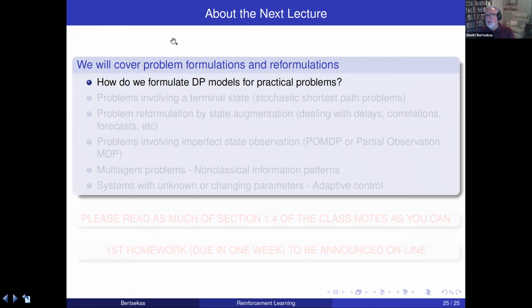I mentioned earlier that dynamic programming is a very general methodology, but we have made a lot of assumptions in our basic model. So what I'm going to argue in the next lecture is that given just about any kind of problem, there is a way to reformulate it into our basic format and apply our algorithms through a technique which is called state augmentation.